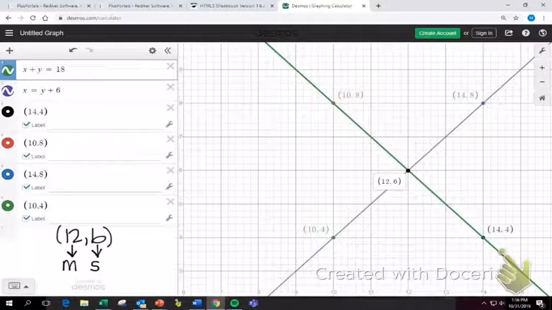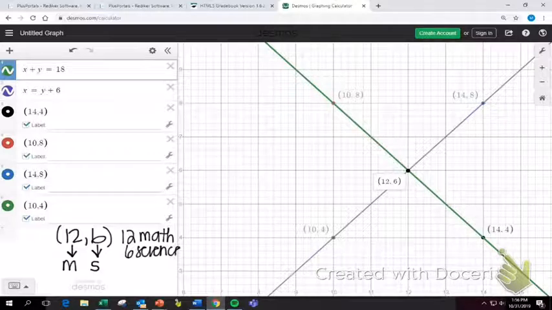You have 12 math exercises. 12 math, and 6 science. 6 science. Perfect. Because we've got to make sure it's not enough to just put the ordered pair. The ordered pair means nothing when we're looking at a word problem. We have to interpret that ordered pair. So yes, it's important. It's the point of intersection, but what does it mean? It means there were 12 math exercises and 6 science exercises. And that is lesson 5.1.